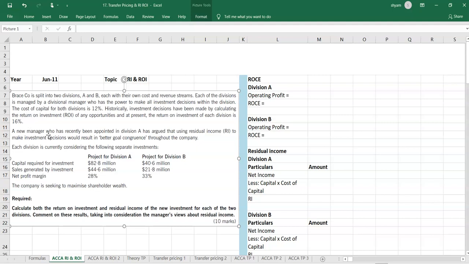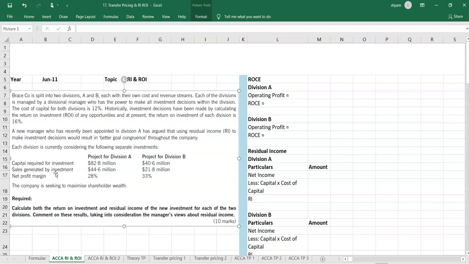A new manager who has recently been appointed in division A has argued that using RI to make investments would result in better goal congruence throughout the company. So he's arguing like that, and we just have to give an opinion about that also. And in terms of calculation, this is the calculation part they have given. Each division is currently considering the following separate investments: a project for division A and a project for division B. Two projects are there. The capital required for investment, that is the capital employed, is given.